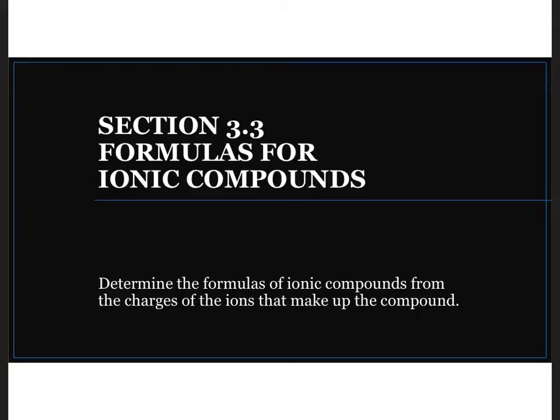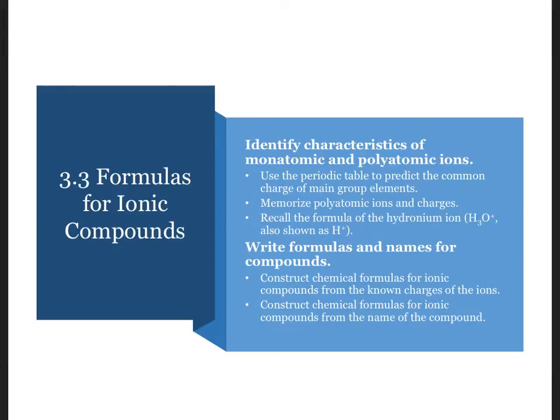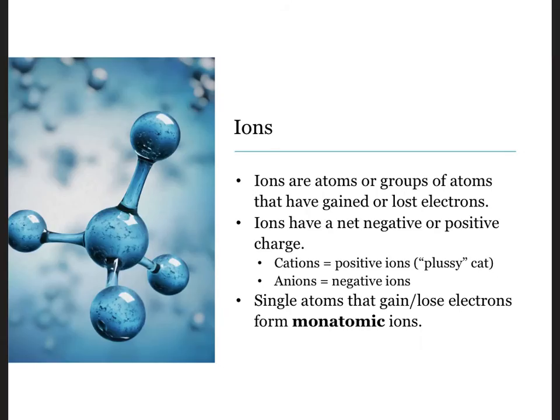In this section, we're going to determine the formulas for ionic compounds. To do this, we'll need to predict the charges of monatomic and polyatomic ions from the periodic table so we can write proper formulas. Let's begin. Ions are atoms or groups of atoms that have lost electrons to become positive cations or gained electrons to become negative anions. When we're talking about a single atom gaining or losing a charge, this will be a monatomic ion.